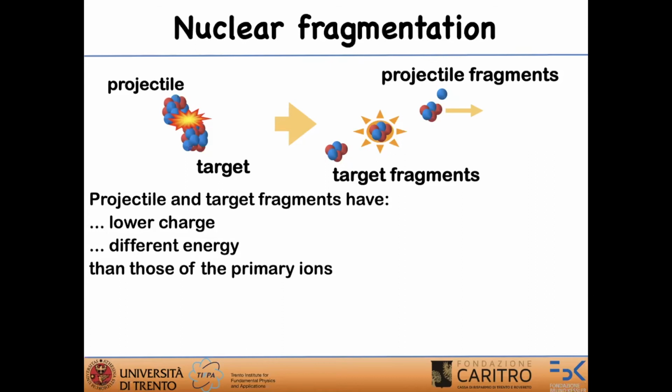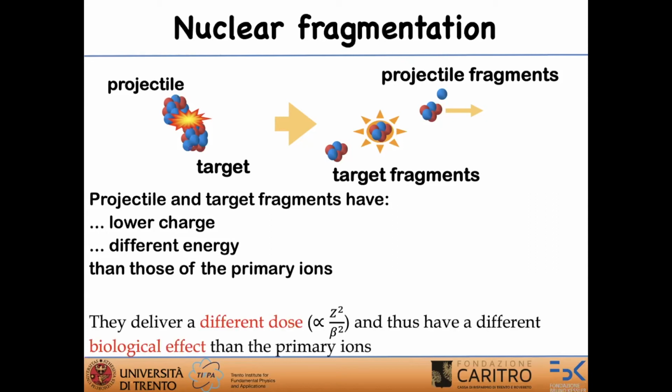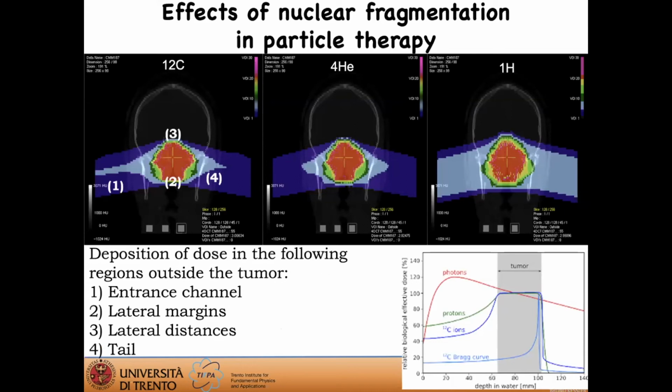After the first stage of interaction, the target and the projectile are in an excited state, and they will decay, emitting photons or nucleons or heavier ions. So long story short, what nuclear fragmentation does is create fragments, particles of different energy and different charge than the primaries. These fragments can deliver a different dose, because the dose deposited by radiation depends on the particle charge and particle velocity. So you create different particles, you give a different dose. Different dose means different biological effects.